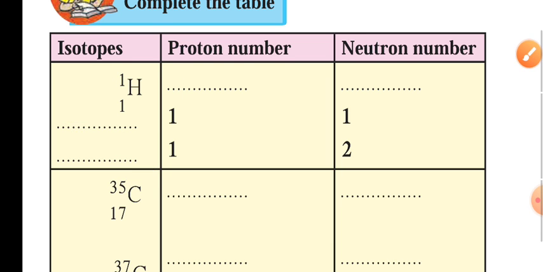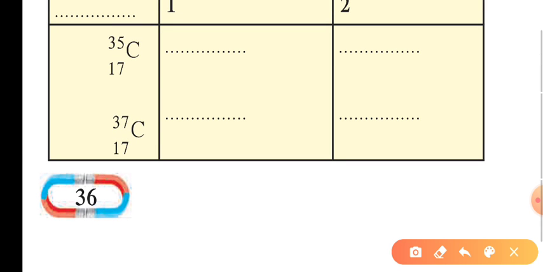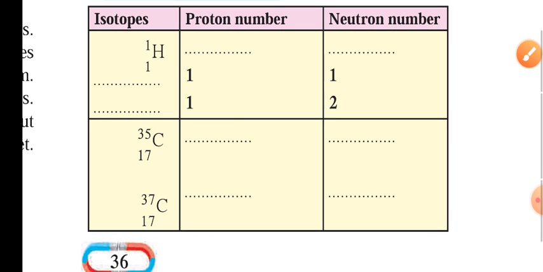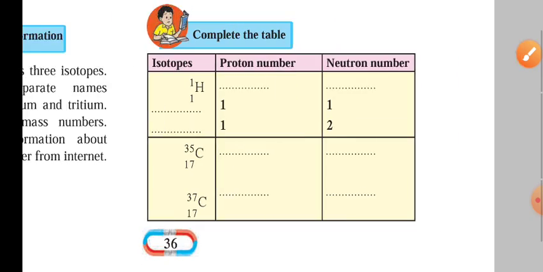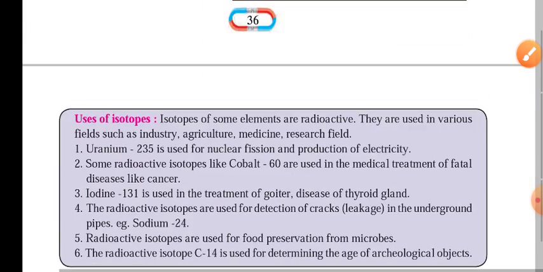Let's write for chlorine now. For chlorine, if I want to write down the number of protons, how many protons? 17. So 35 minus 17, 18 neutrons will be here. Here, if I have 17 protons, it will be 20 neutrons. So these 2 different types of chlorine atoms are possible, and that's why they are called the isotopes of chlorine. Now, further we will go ahead towards the uses of isotopes.